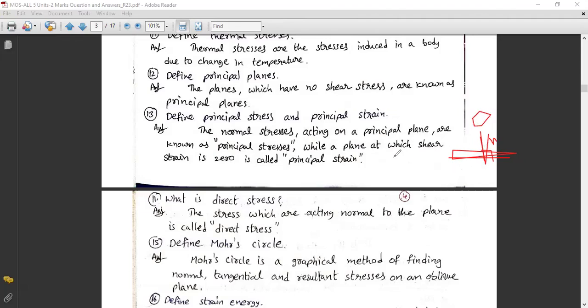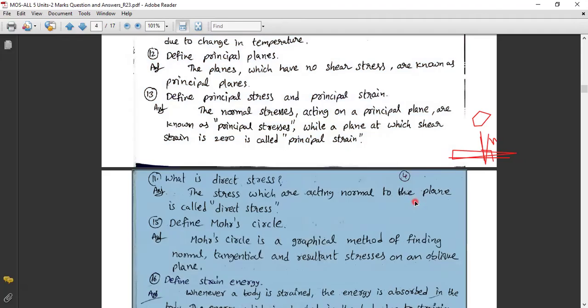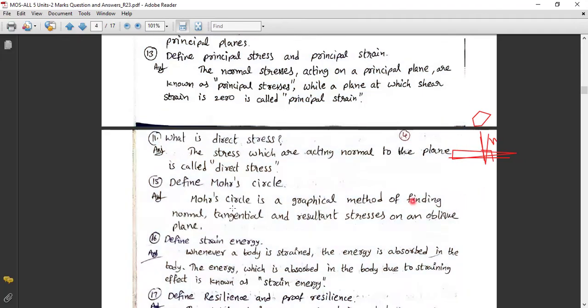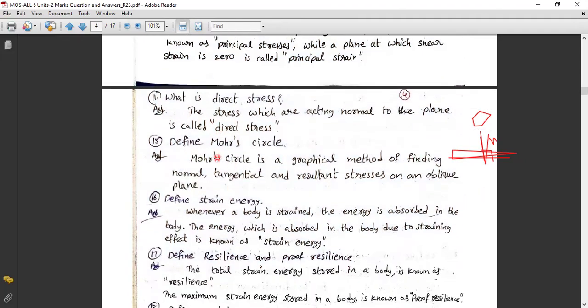Definitely, when there is no stress, there will be no strain also. So you can see here. Okay, next question. If I am not wrong, I will go to the next question. So what it is telling is here.